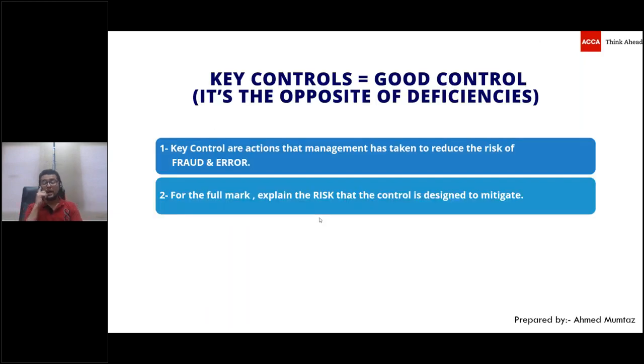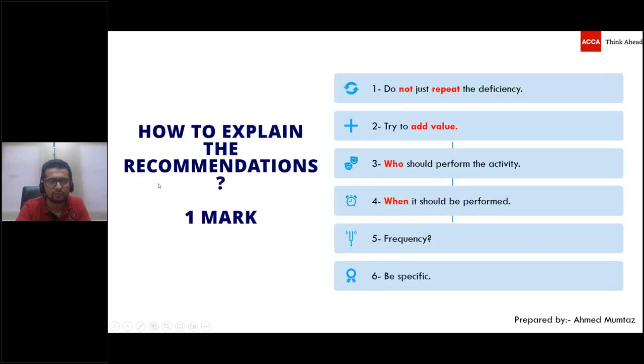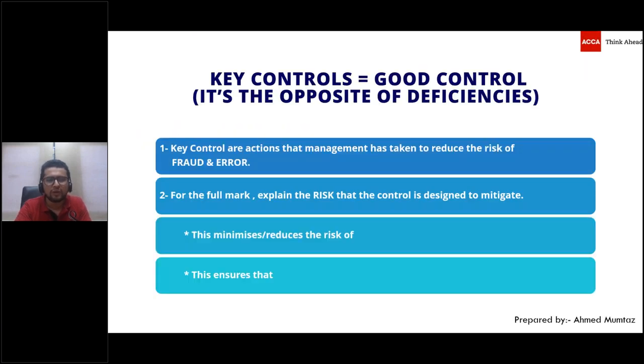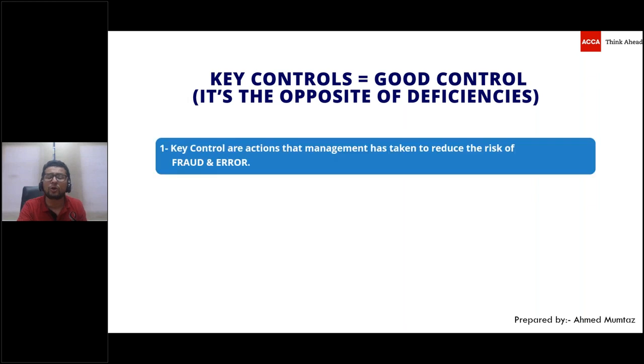Now, we are done with 4 exam requirements: how to identify the deficiency, how to explain the deficiency, how to come up with a recommendation. Now we are left with what? Now, how to identify the key controls or the good controls or the direct controls from the question.